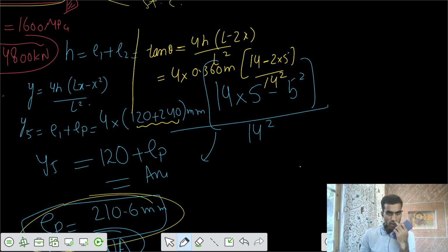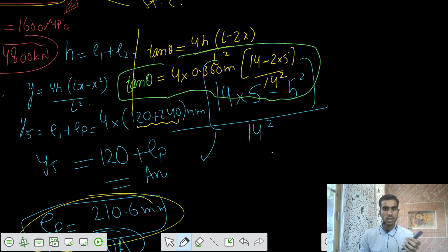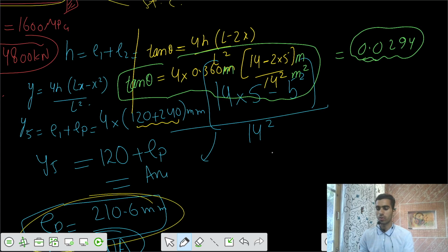But actually, it's tan theta, so it doesn't have a unit. On the top we had meters, this was also meters, and on the bottom we have meter square. So finally the value we have to say is 0.0294. This is the value we got, 0.0294.